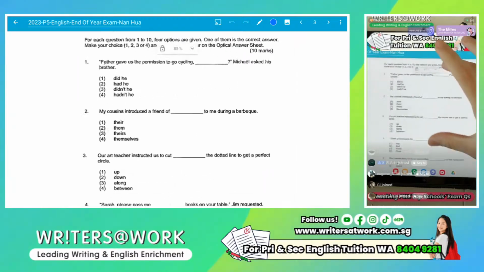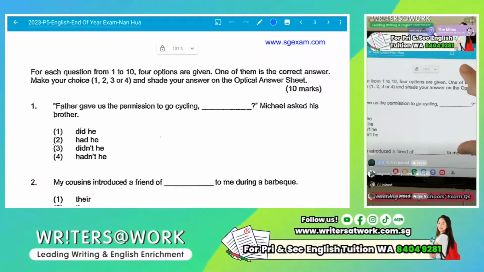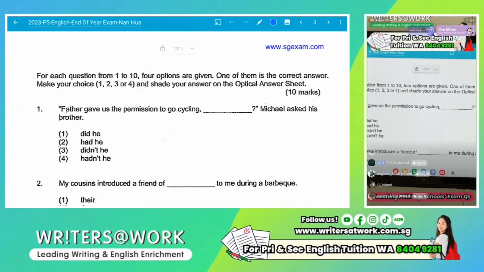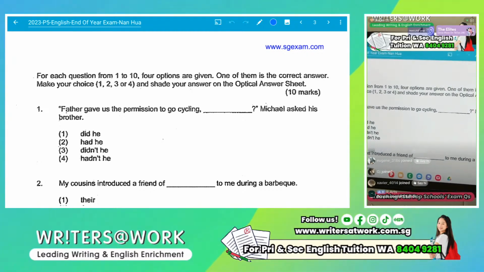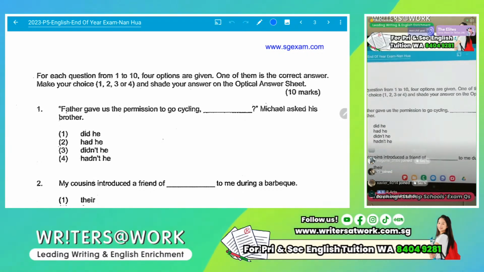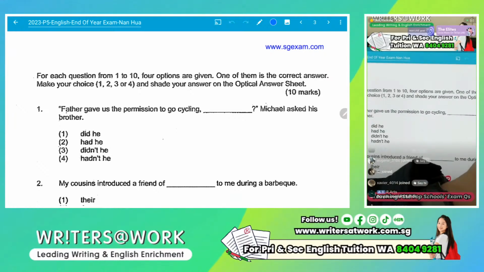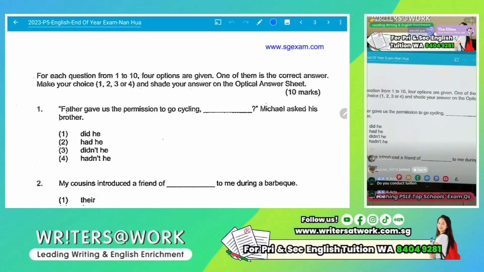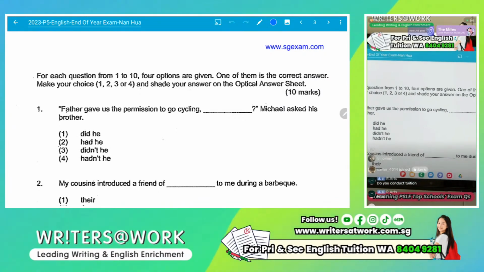Let's start with the 10 grammar MCQ questions first. And the first one is already quite tricky. Okay. This first question is something that has tripped many students up before. Word of advice for those who are taking exams, exam techniques.